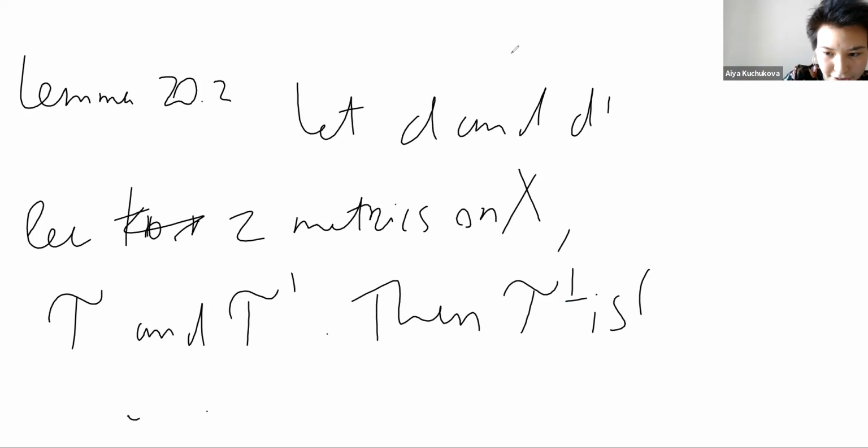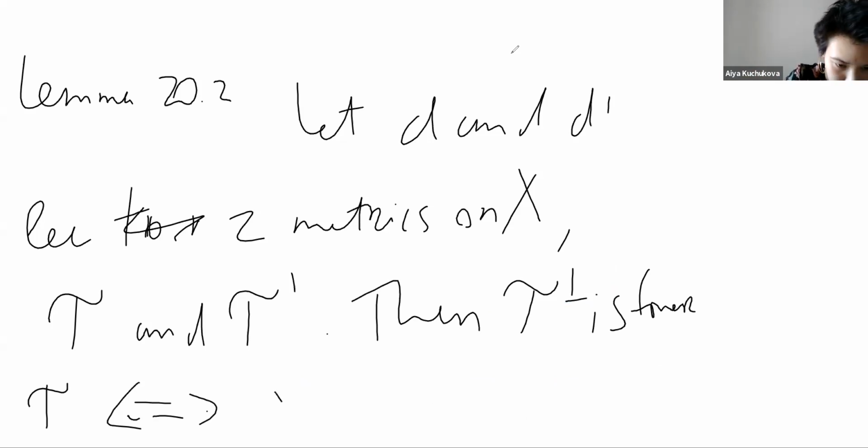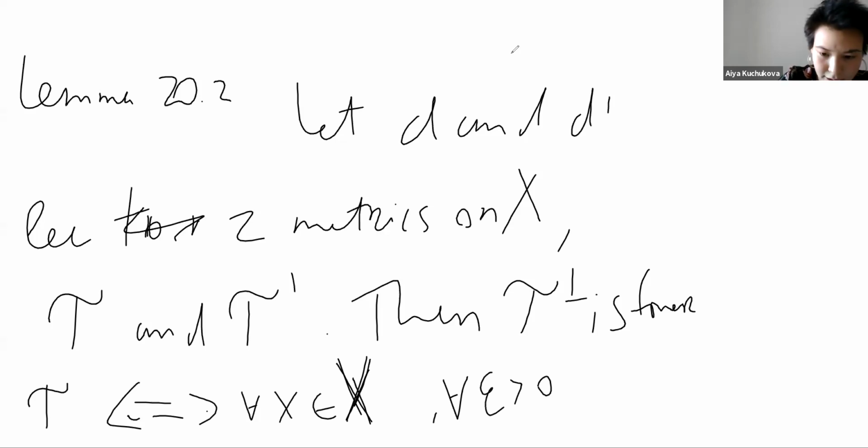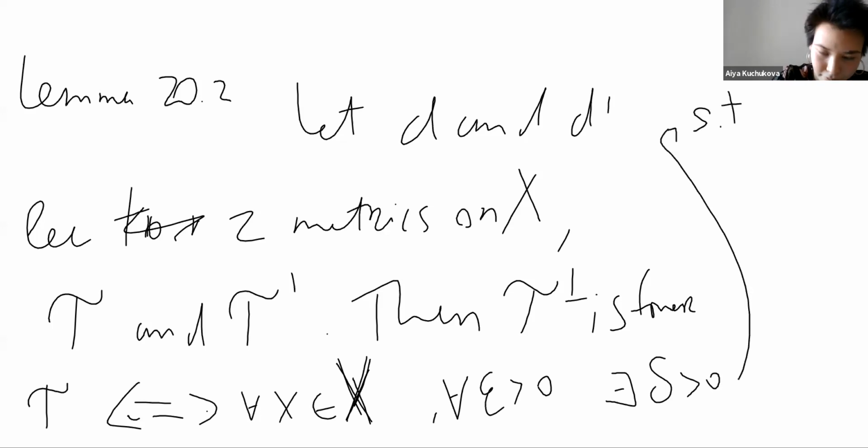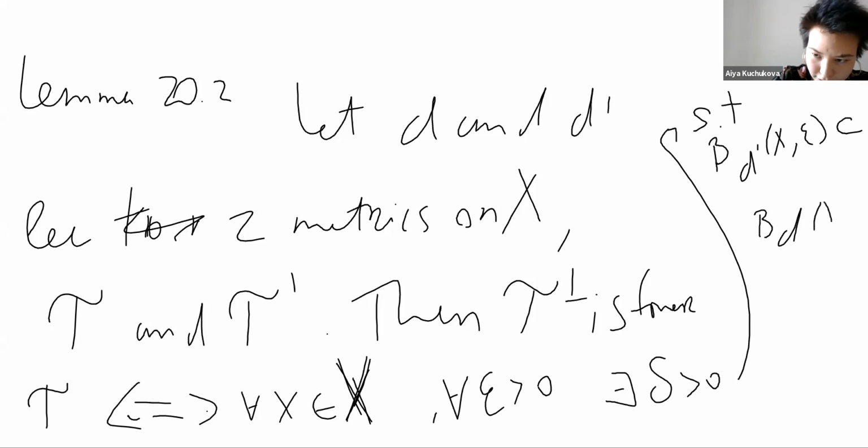Then this is finer than this topology if and only if for each x in the big X, so basically for any element of this set X, and each epsilon bigger than 0, there exists some delta bigger than 0 such that the ball in d' centered at x with radius delta is inside the ball induced by d centered at x with radius epsilon.